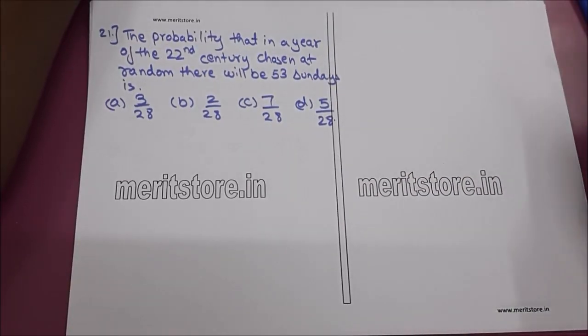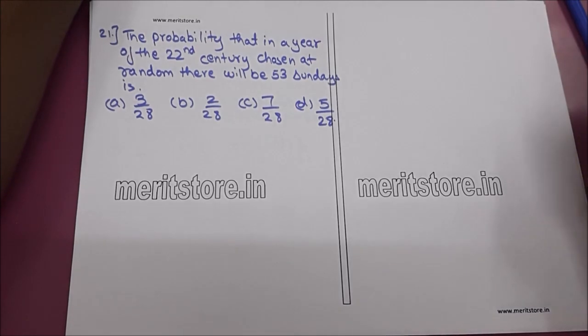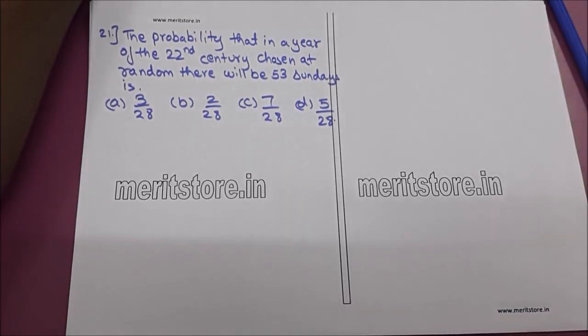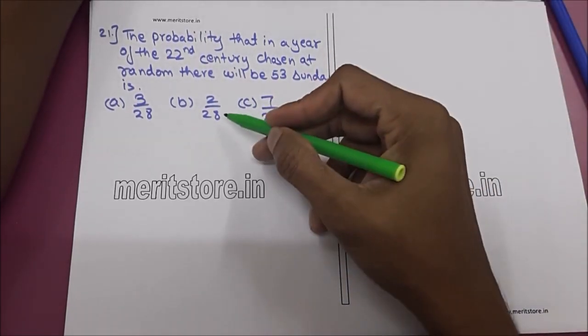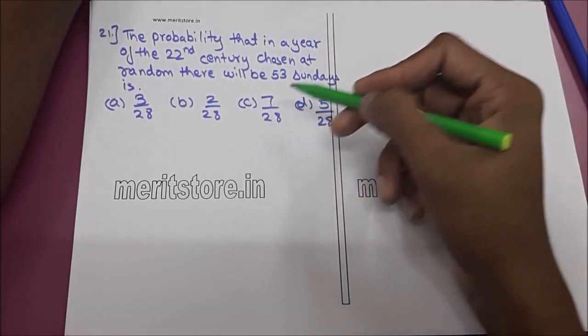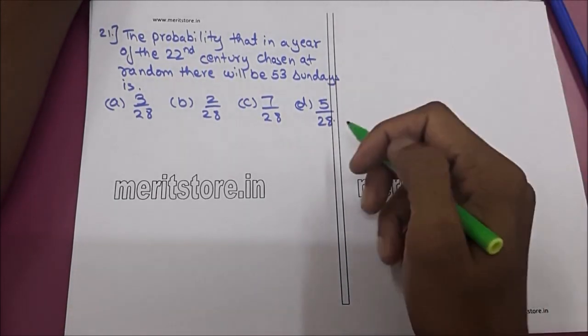Question 21. The probability that in a year of the 22nd century chosen at random there will be 53 Sundays is, we have options: A 3 by 28, B 2 by 28, C 7 by 28 and D 5 by 28.